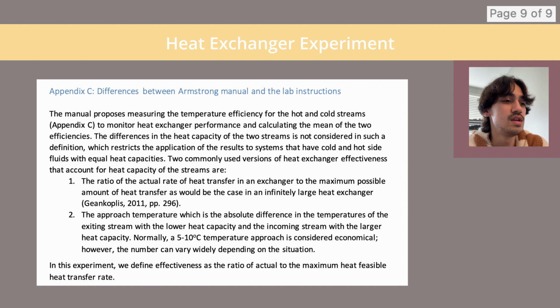Two commonly used versions of heat exchanger effectiveness that account for the heat capacity of the streams are: 1. The ratio of the actual rate of heat transfer to the maximum possible amount of heat transfer, which would be the case in an infinitely large heat exchanger. 2. The approach temperature, which is the absolute difference in the temperature of the exiting stream with the lower heat capacity and the incoming stream with the larger heat capacity. Normally, a 5 to 10 degrees Celsius temperature approach is considered economical. However, the number can vary widely depending on the situation. In this experiment, we define effectiveness as the ratio of actual to the maximum feasible heat transfer rate.